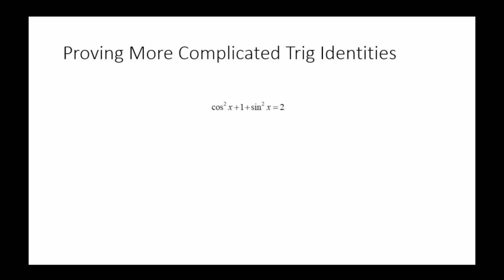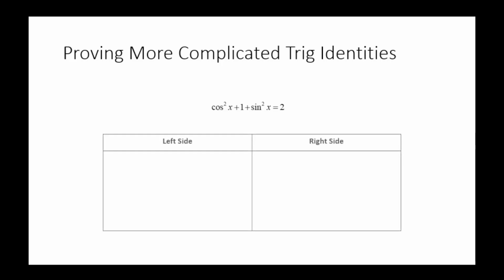We can take advantage of the quotient and Pythagorean identity to prove more complicated identities such as this one. This is done by constructing a table and placing the left side and right side of the equation in as follows. We can then look to see if we can make a substitution for a simpler expression.